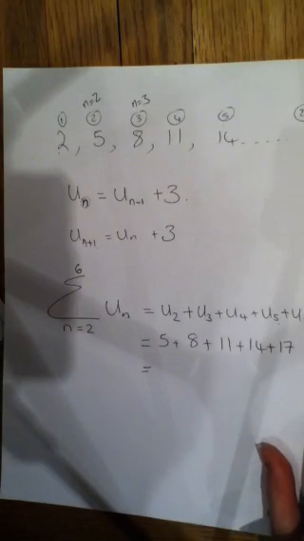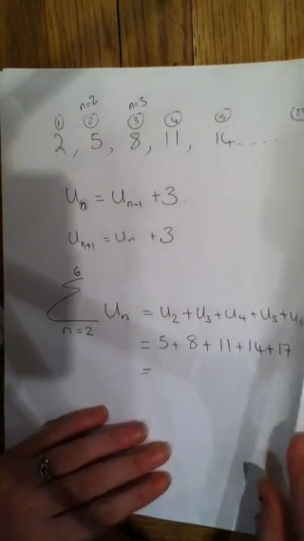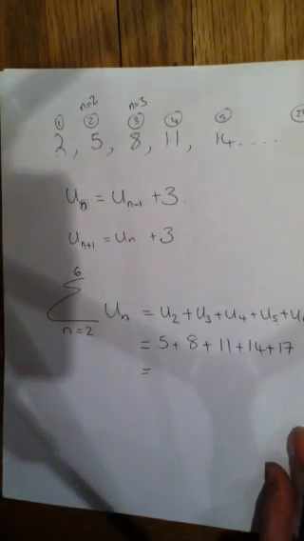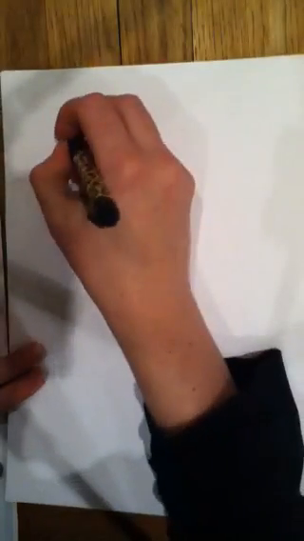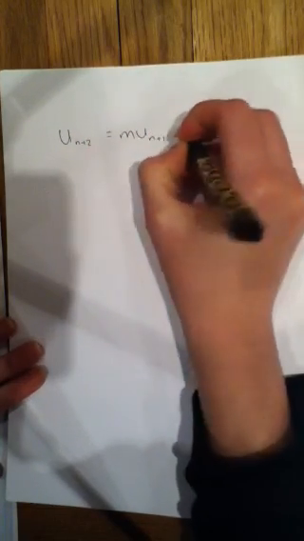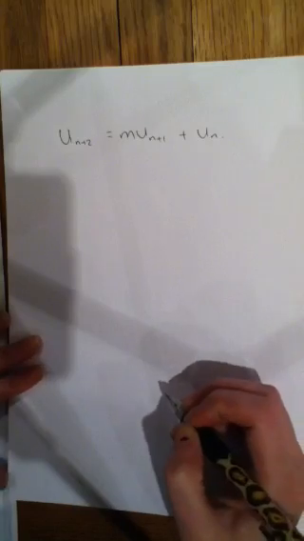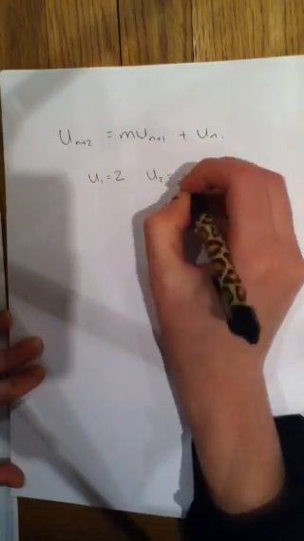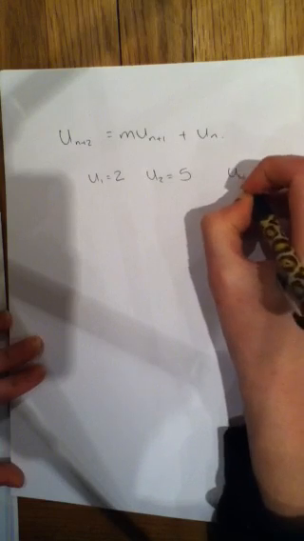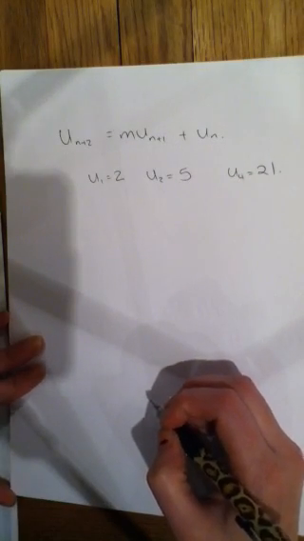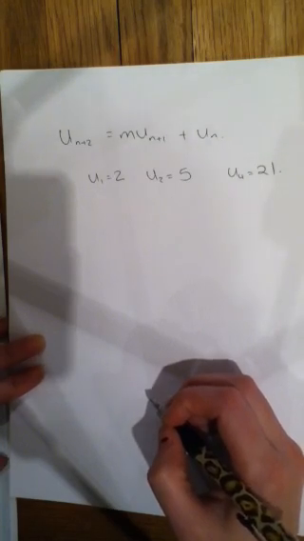I'm going to do one example for you, which is quite a complicated one, to show you how it can work in an exam. So it's u(n+2) is m u(n+1) plus u(n), and they tell us that u1 is 2 and u2 is 5 and u4 is 21. That's all we know.